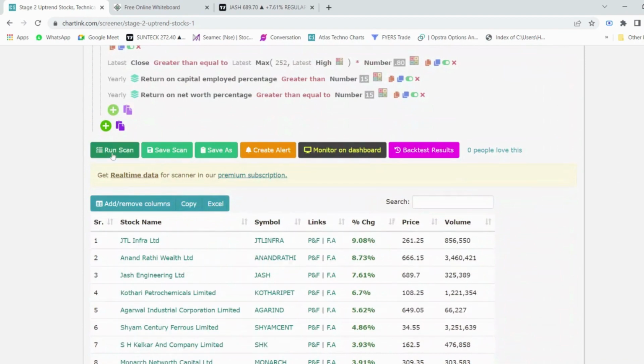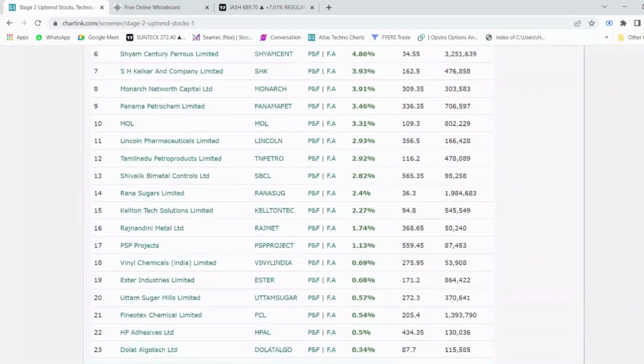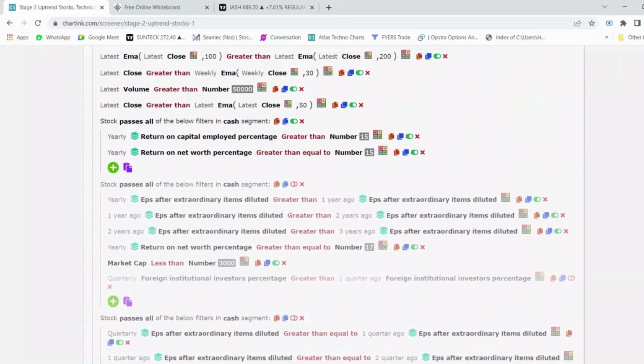So now if I run this scan, from 265 stocks, my stocks are filtered out to 38. So I am getting 38 stocks using this filtration criteria where the ROE and yearly ROE and ROC are greater than 15. Now I can disable this and I can enable this filtration criteria.